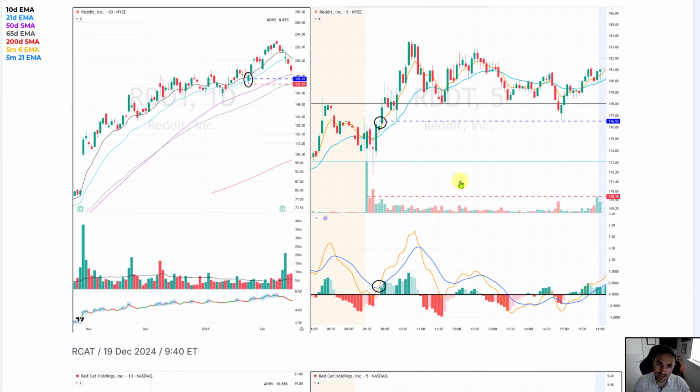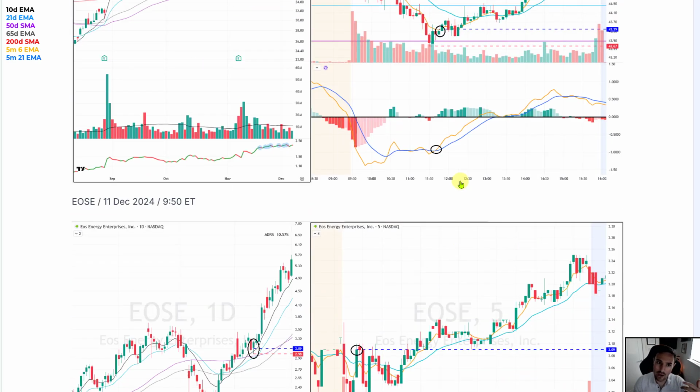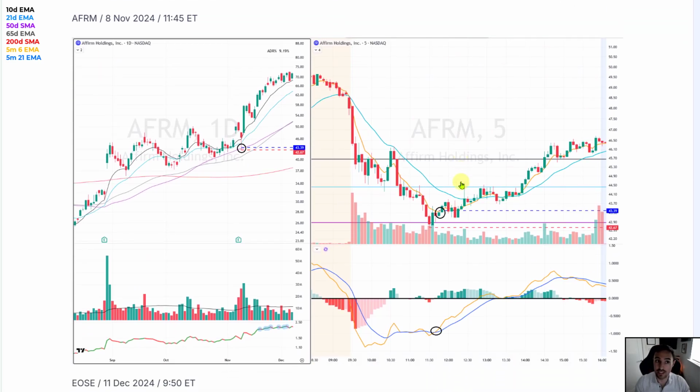But I really hope this setup here is something that you can start to learn about, potentially incorporate in your own trading toolbox as well. For me, I find it extremely useful.